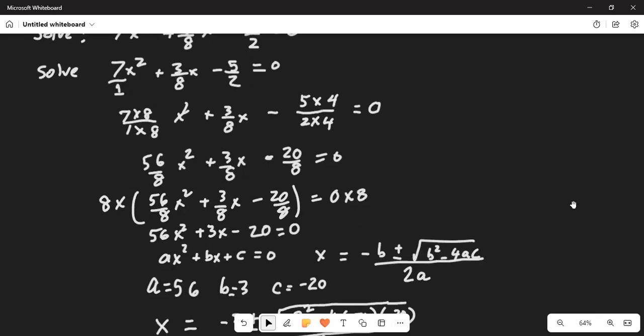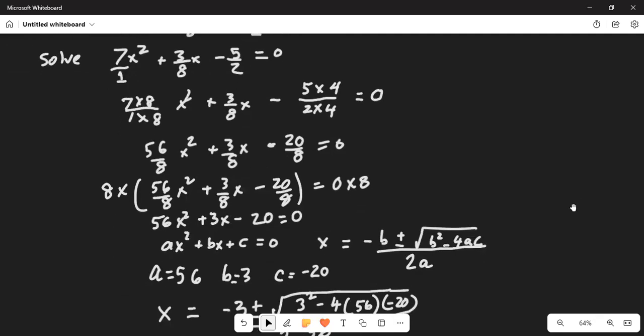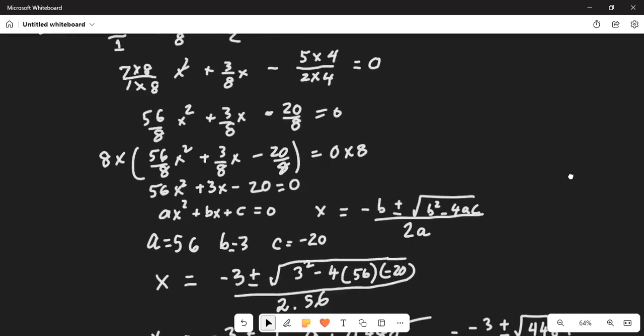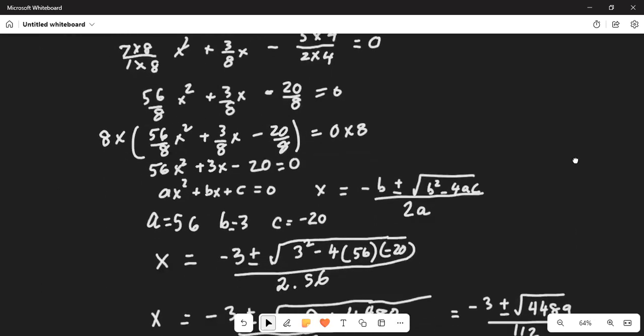Now we will multiply by 8 on both sides. So 8 times 56 over 8 x squared plus 3 over 8x minus 20 over 8 in the left-hand side is equal to 0 times 8. Now, in the left-hand side, the denominator has 8, and I'm multiplying by 8. So 8 in the numerator will cancel with 8 in the denominator. So all the 8s in the denominator will vanish. So I'll be left with 56x squared plus 3x minus 20 equal to 0 times 8, which is 0.